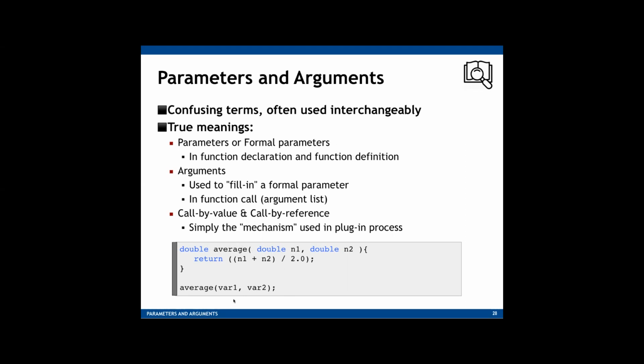If you look at this example, double n1, double n2 are the parameters. And here var1 and var2 are our arguments. So this is a function call and this is the function definition. This is arguments and this is parameters. Don't be confused about this one.